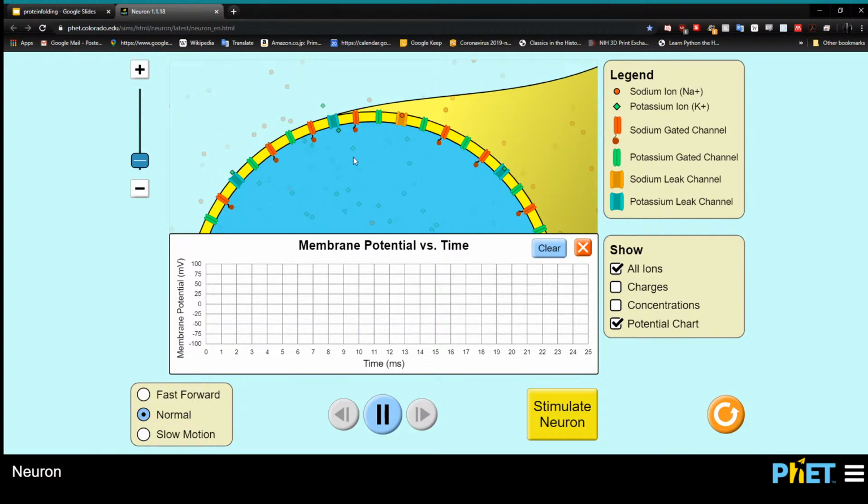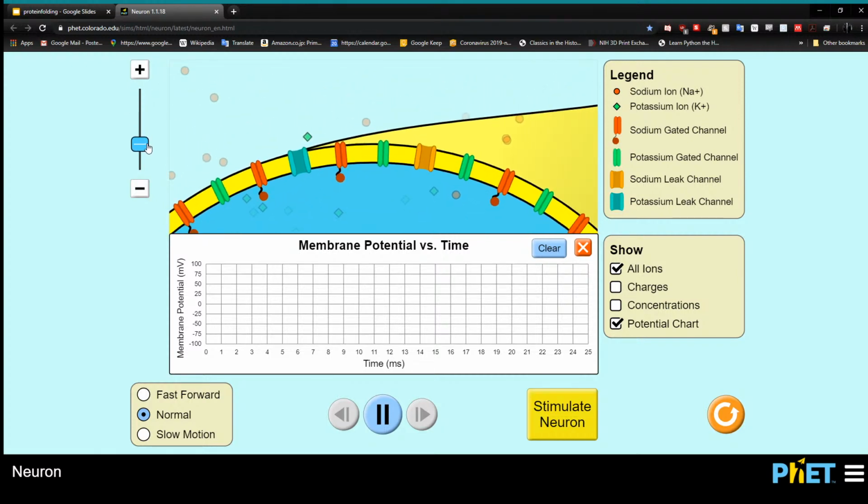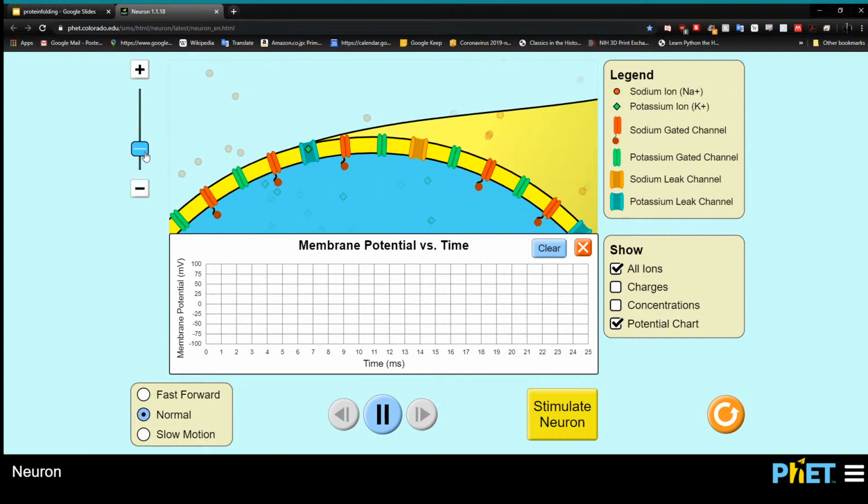Okay, very good. There's already something happening if you look at it. If you zoom in, you can already see there are some leak channels, right? So there's always some sodium going in and some potassium going out, and there's always a little bit of leakage between the membranes.